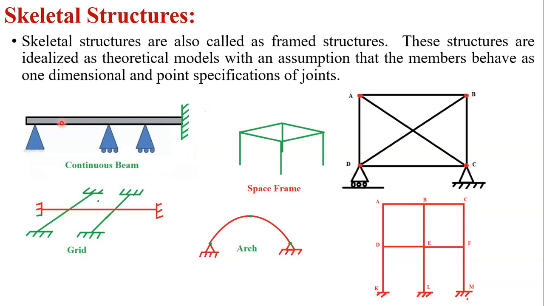This is a continuous beam which is fixed at one end and having three more supports, a skeletal structure. This is a grid. This is the first beam, this is the second beam, this is the third beam connected to each other and it forms a grid. So grid is a skeletal structure. Arch, this is a three-hinged arch, is a skeletal structure. Space frame is a skeletal structure. Truss is a skeletal structure, and a portal frame is again a skeletal structure. So skeletal structures or frame structures are idealized as theoretical models with an assumption that the members behave in one dimension.